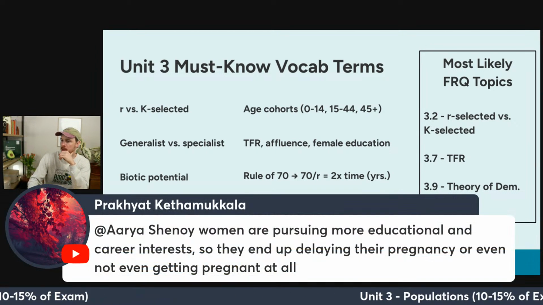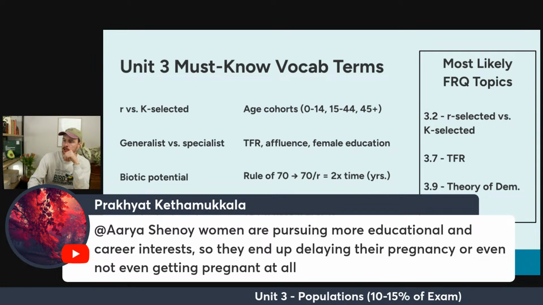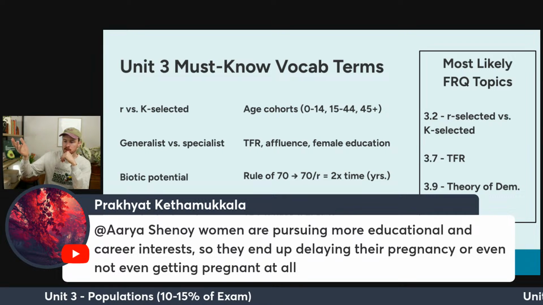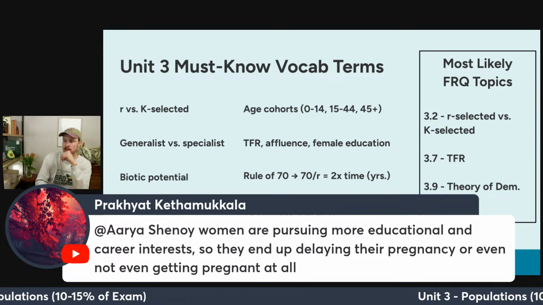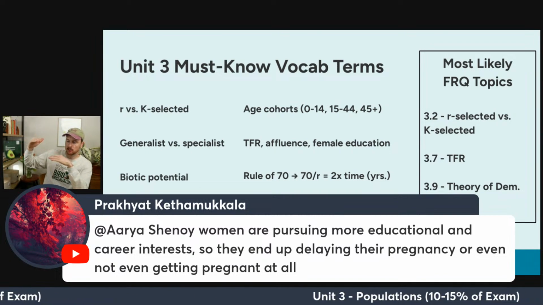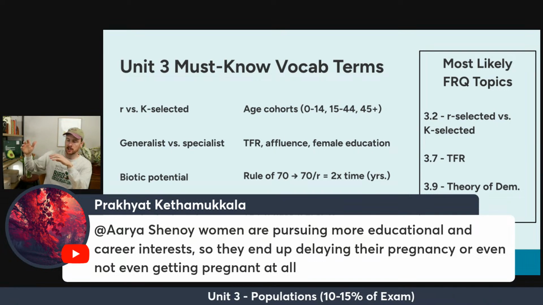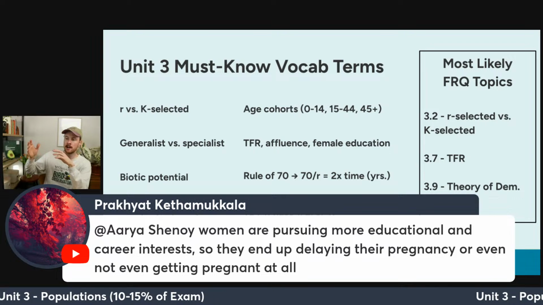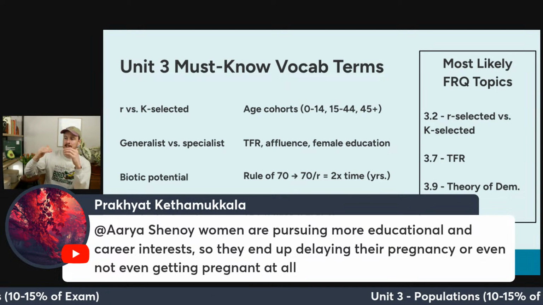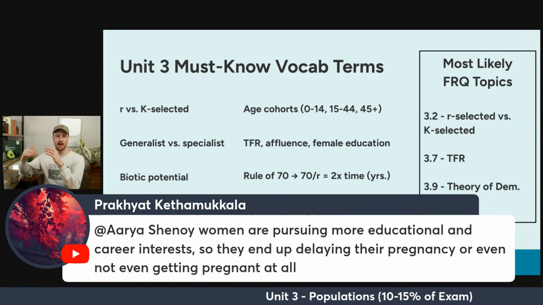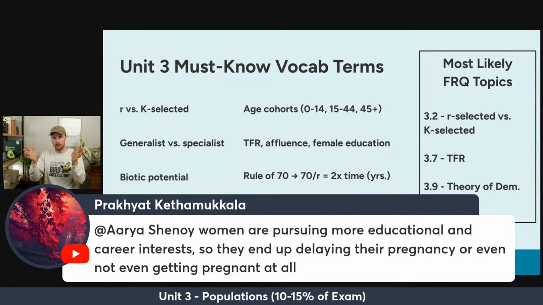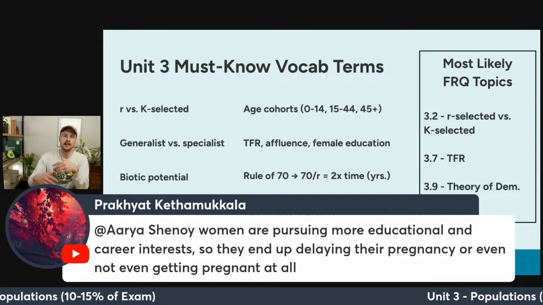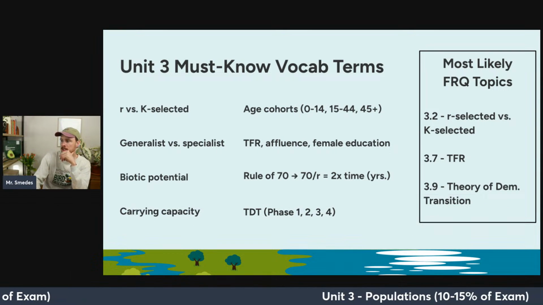I want to actually highlight this on the screen here because let's say the FRQ was like, why is the TFR dropping in a country with a high GDP, or an economically advanced country? This represents really clearly the reasons. Women are pursuing more educational and career interests or opportunities, so they delay their pregnancy or even don't get pregnant at all. And that delaying of pregnancy also just means you're going to have fewer children over your window of child-reproducing age. So this is a great way to explain that TFR phenomenon in FRQ terms.